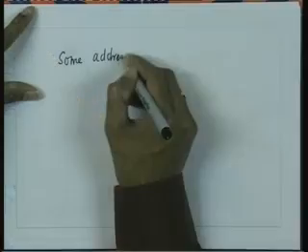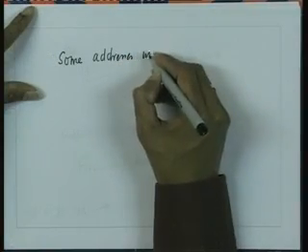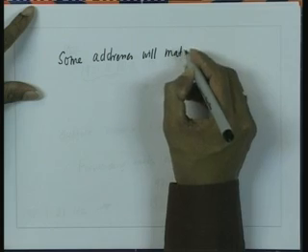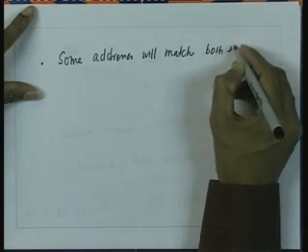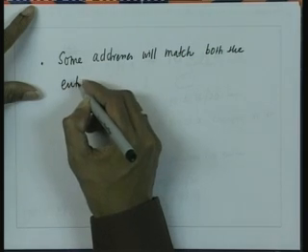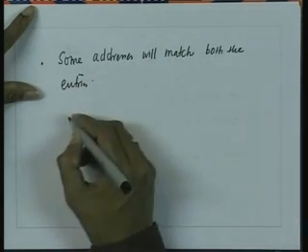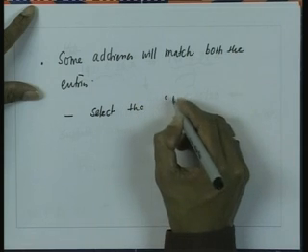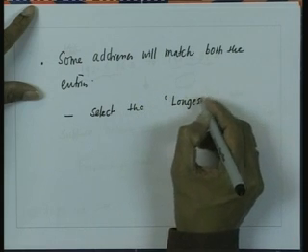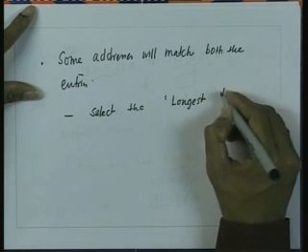So this is what is called the longest prefix match. Basically, some addresses will match both the entries or several entries, and we need to select the longest prefix match.